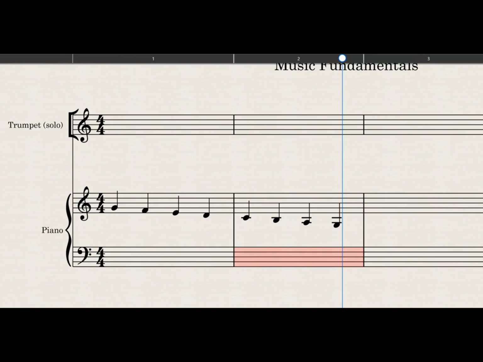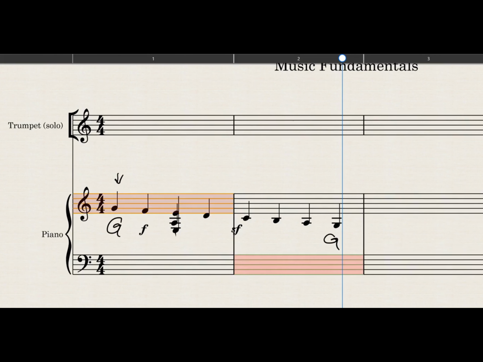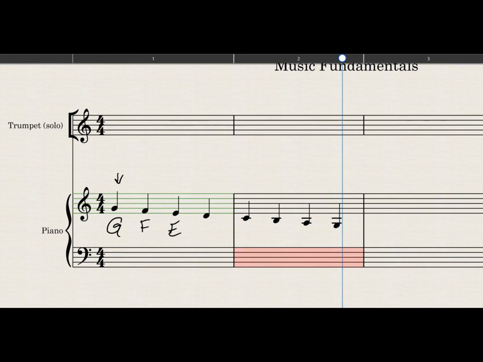Okay, so I'm continuing our discussion on ledger lines here. You'll see in the treble clef of the piano, I've just written a descending scale, starting from this G, descending all the way to G here. That means we've gone one octave descending from here to here, because we have 8 notes and then we cycle back to the original note.